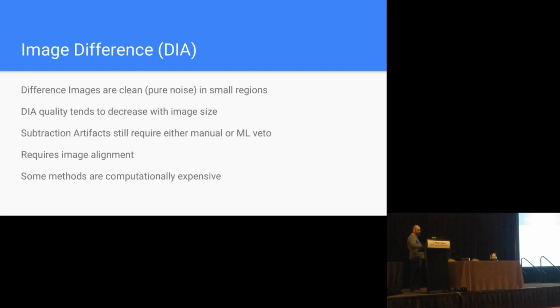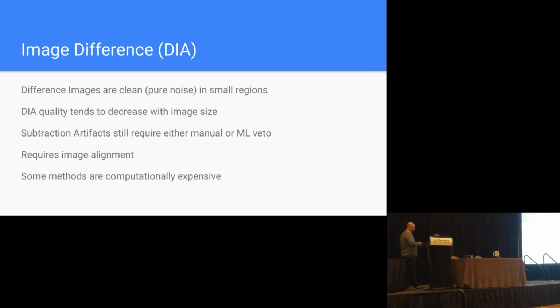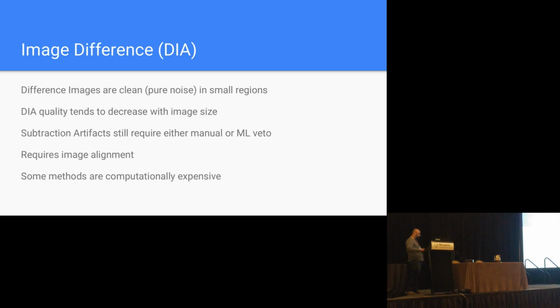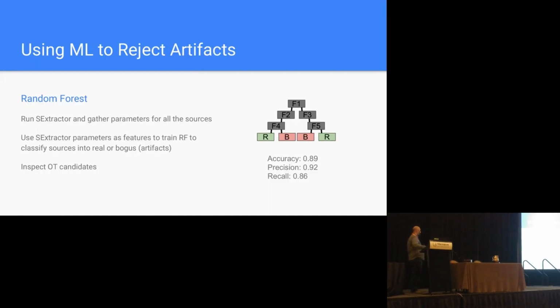So to summarize, a bit of the issues we have with the image difference. Like I said, you can make it very clean in small regions, up to 500 by 500 pixels. If you have bigger images, the quality tends to decrease. The subtraction artifacts still require either a manual review or some machine learning review, and it requires you to align images. Some of the methods are computationally expensive, not all of them. Now there are ones based on Fourier transform that are very fast.